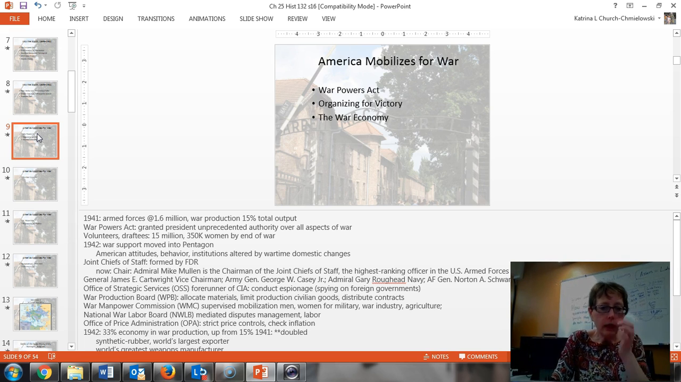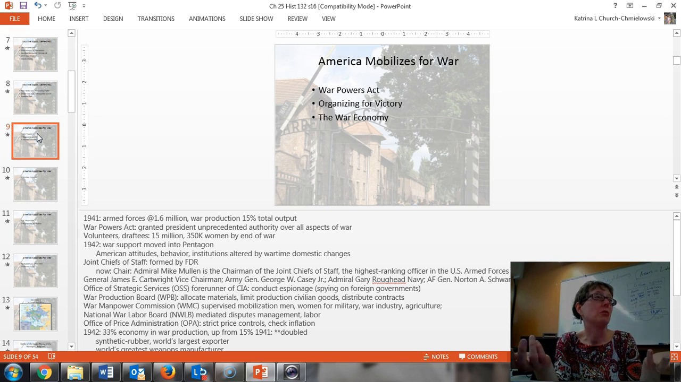Right? And so the War Manpower Commission supervised mobilization of men, women, and the military, okay, plus agriculture. The War Production Board allocated materials, right, and limited the production of civilian goods. Okay, this is one of the reasons that things were scarce during the war. You had meatless days. You had no bumpers on your cars. You know, growing up during war years, you had like one pair of shoes. Okay? The National War Labor Board.